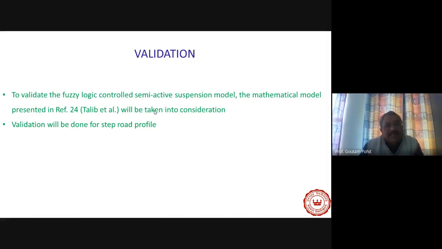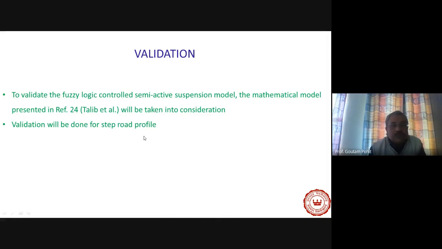But before doing anything, we have done certain analysis, but we have to find out whether whatever we have got is giving the correct result or not. So for that we have done a validation analysis to validate the fuzzy logic control semi-active suspension model. The mathematical model represented in reference 24, Talib et al., will be taken into consideration.